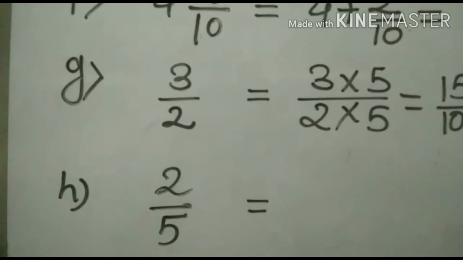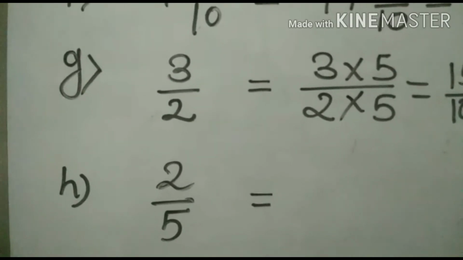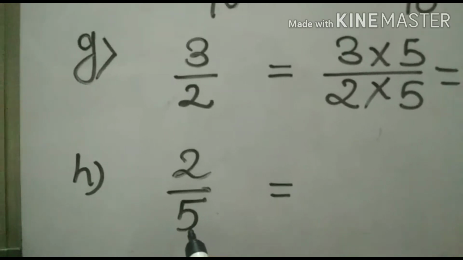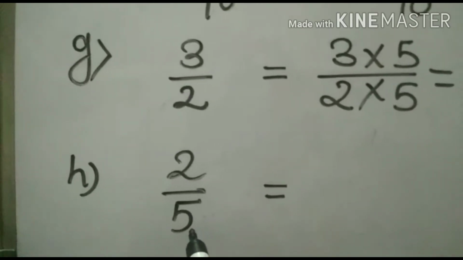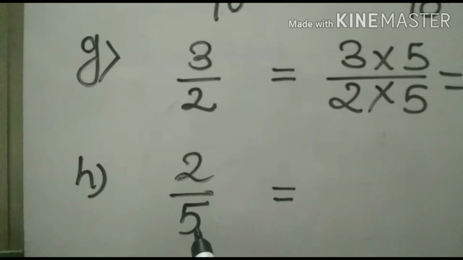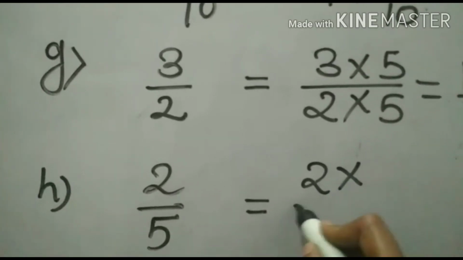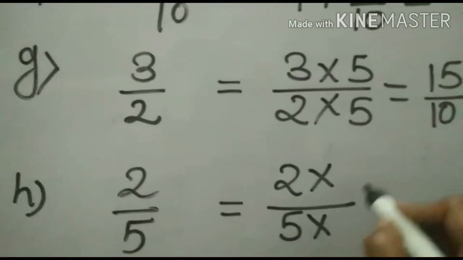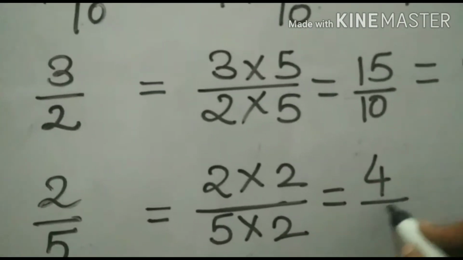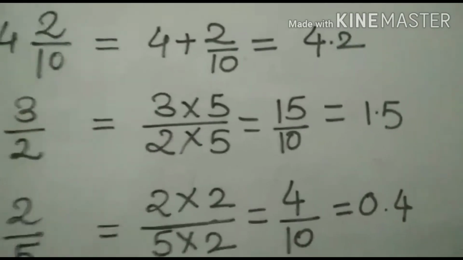Similarly, you can do the last one. 2 by 5 is the fraction form and again we have to convert it into decimal form. So again to convert it into decimal form, first we make the denominator 10 because the nearest number of 5 is 10, having 0 at the end, right? Now when will the denominator be 10? When you multiply 5 by 2. So here I am going to multiply the numerator and denominator both by the same number 2. So it will be 4 by 10 and 4 by 10 is nothing but 0.4 in decimal.